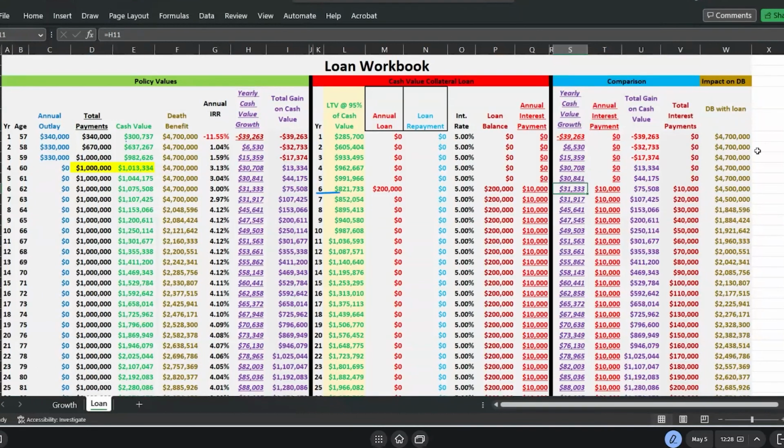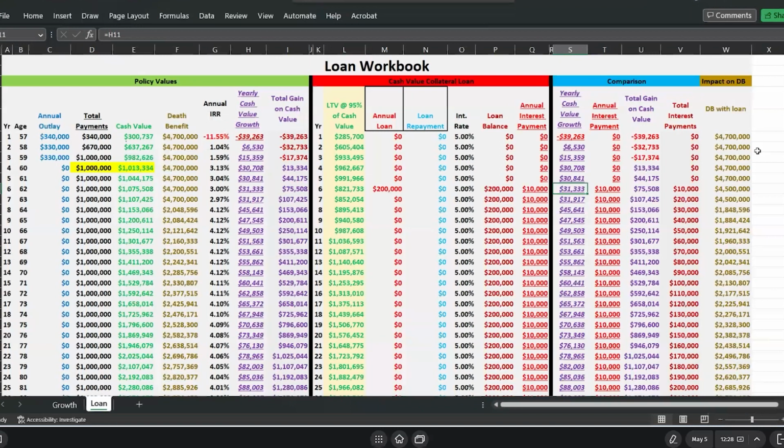So what's happening here in year 6, 5% cost to borrow, 5% of $200,000 is $10,000. That's what you've paid to the insurance company. Here we've got annual interest payment. If you've got a cash value collateral loan with a third-party lender, that's what you're paying to them. If we look at the yearly cash value growth, it was $31,000 that year. So you are ahead. However, to be fair, you're compounding on over $1 million here in year 6, almost 1.1 at 3%, and paying 5%, but only on $200,000.